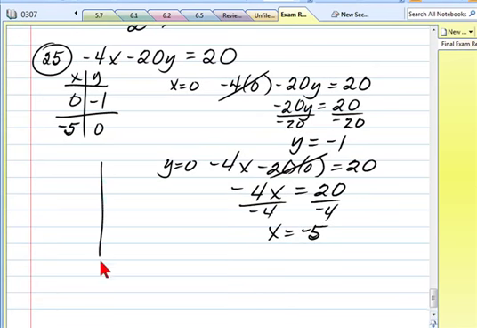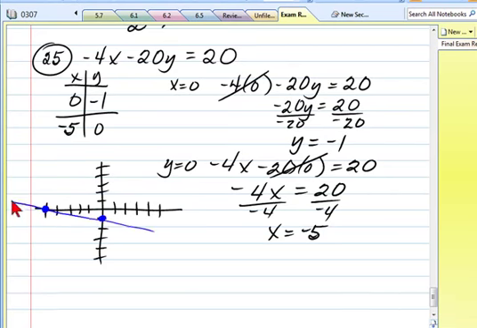All right. If I were to draw this little coordinate plane, and graph my line, I'll do it in blue this time, 0, negative 1. Starting at the origin, I go 0 in the x direction, but down to negative 1. For the x-intercept, I go to negative 5, but I don't go up or down. So there are my 2 points, and there's my line.